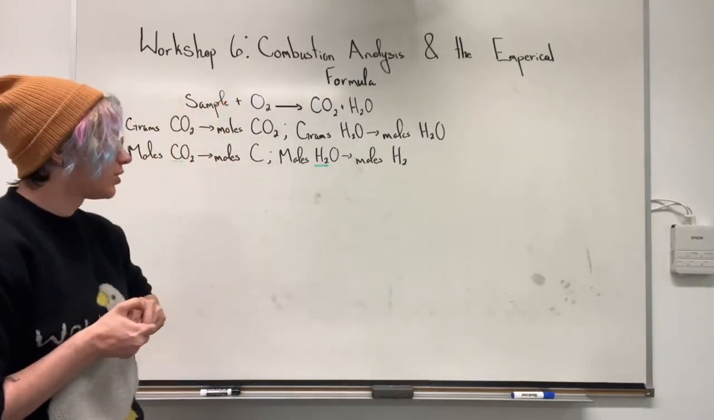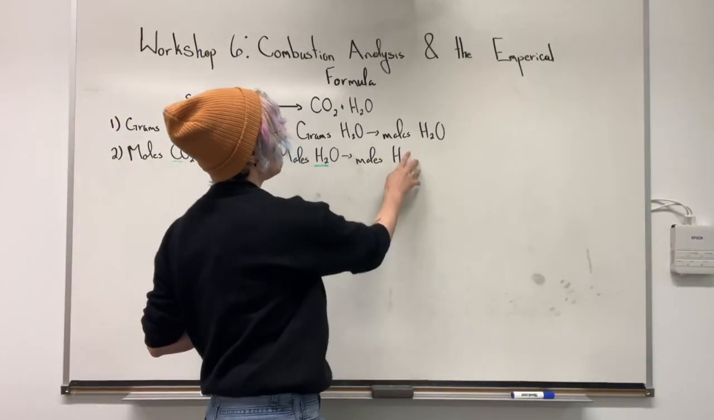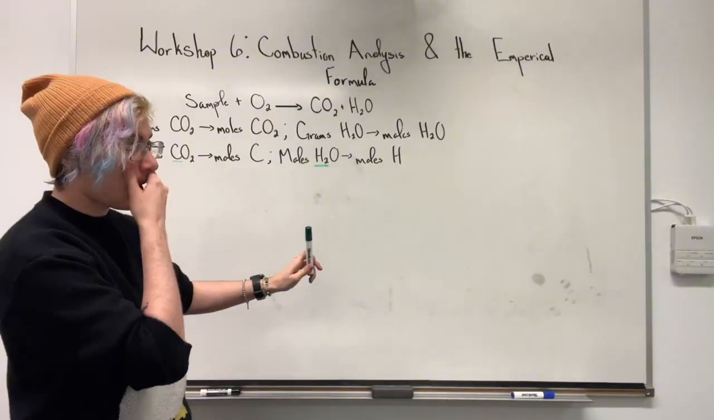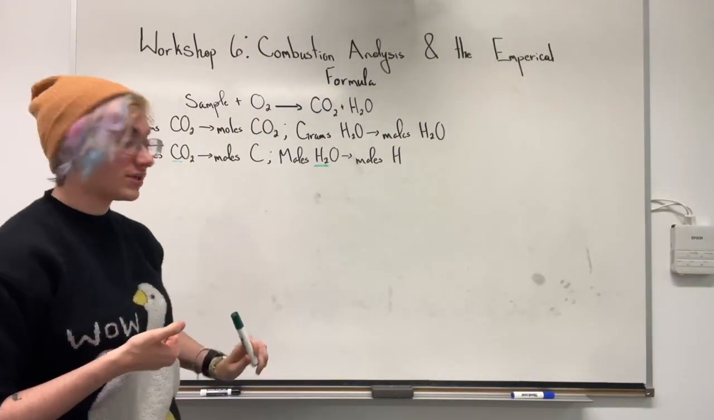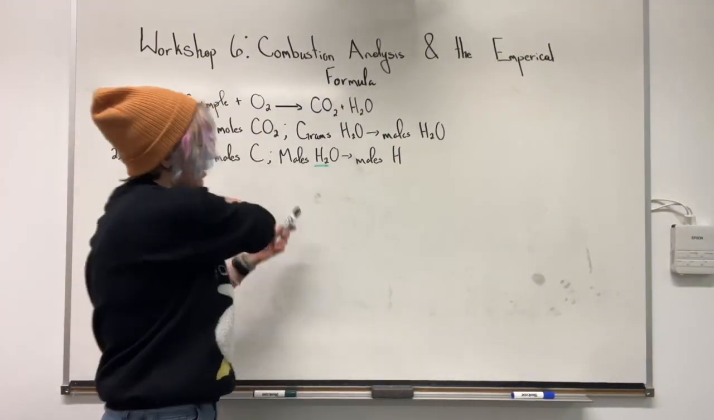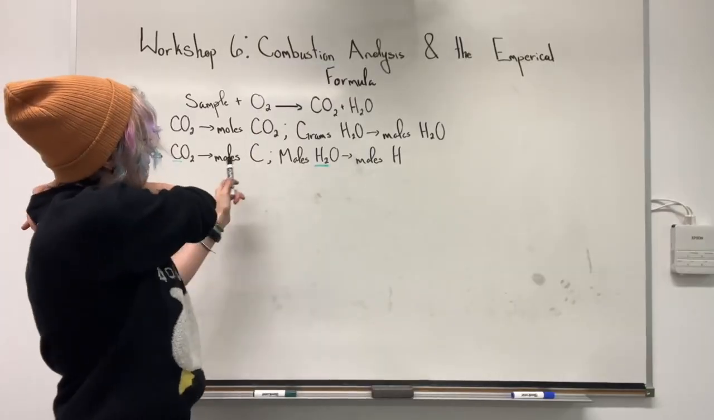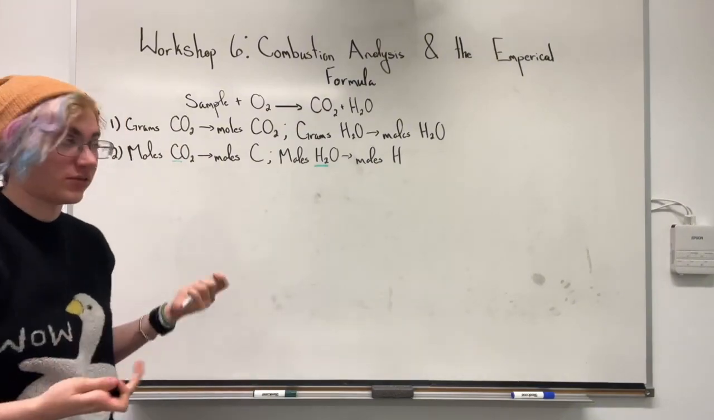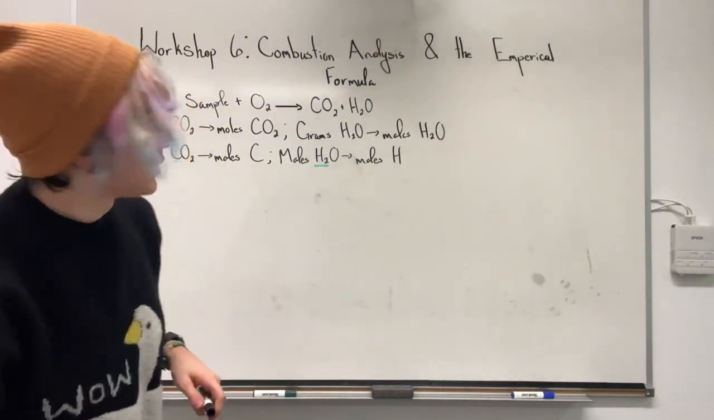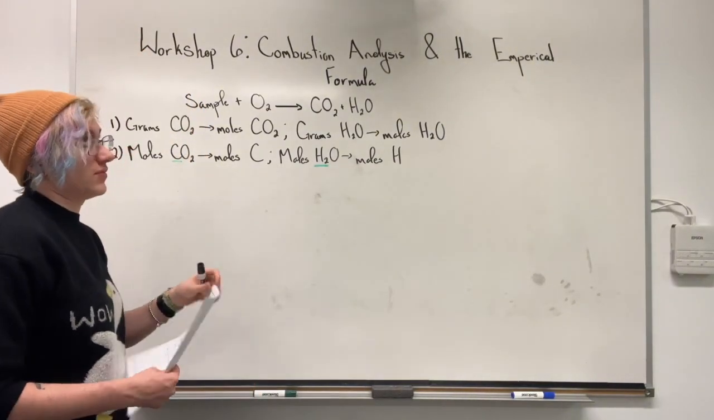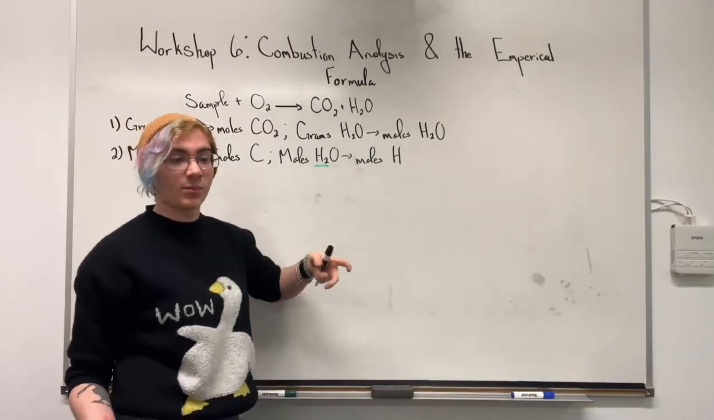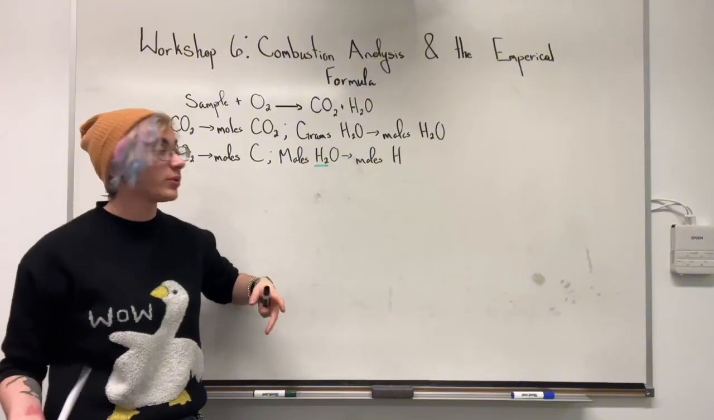It's a 2-to-1 ratio of hydrogen atoms to water itself. And so by getting our products into moles, we can convert between moles of the entire compound to just moles of the atoms that comprise it. Now, if the sample just has carbon and hydrogen in it, you can move on to the next step of your calculations, working on getting that formula made.